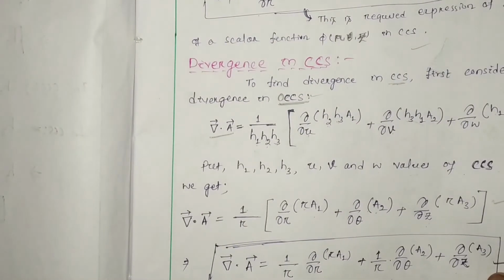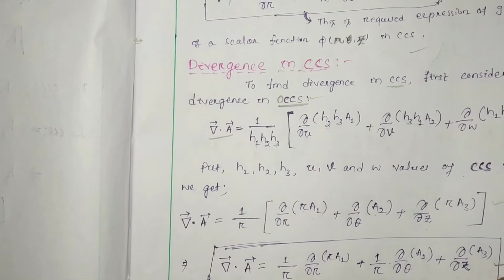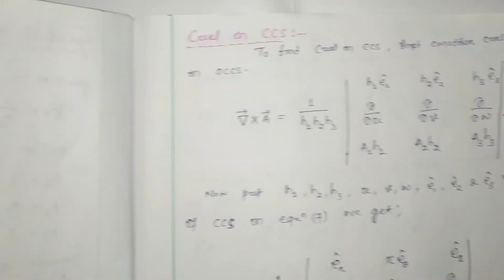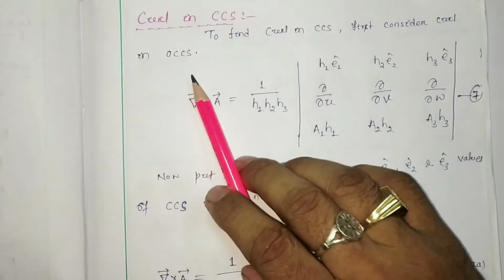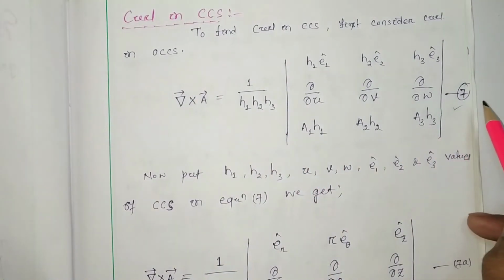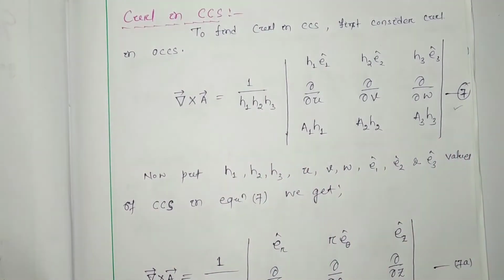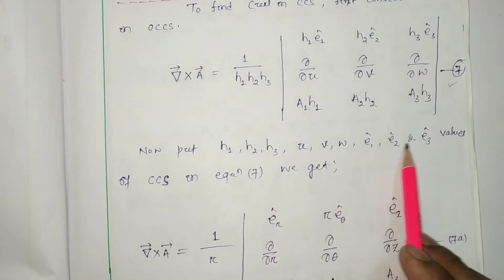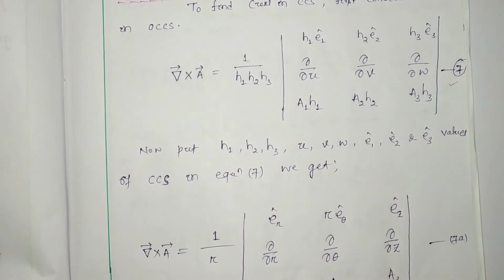Okay, so correct it in your note. Right, now we are going to go for the curl in CCS. First we have to consider curl in OCCS. Curl in OCCS is this one. Let this be equation number 7. Now we have to put the values of h1, h2, h3, u, v, w, e1 cap, e2 cap, e3 cap in this equation number 7. What are we going to get?